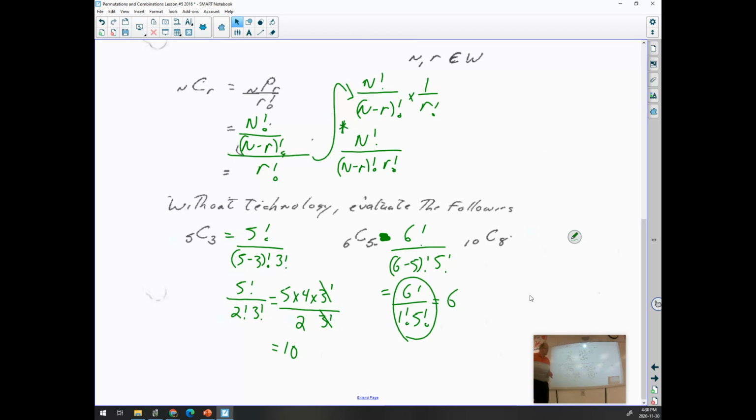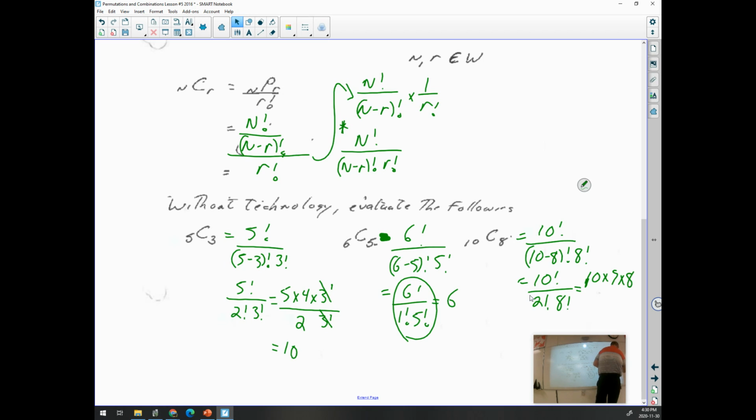And then 10 choose 8, exactly the same thing. 10 factorial over 10 minus 8 factorial, 8 factorial. 10 factorial over 2 factorial, 8 factorial. 10 times 9 times 8 factorial over 2 times 8 factorial. Cross off. What we end up with here is 90 divided by 2, which is 45.